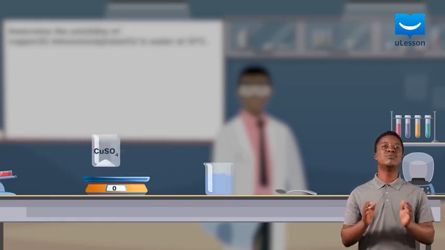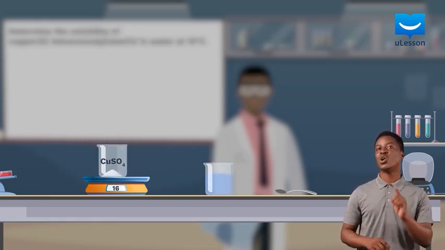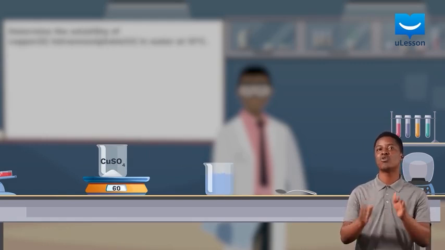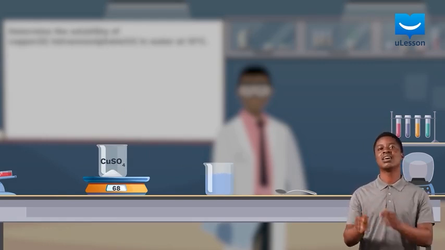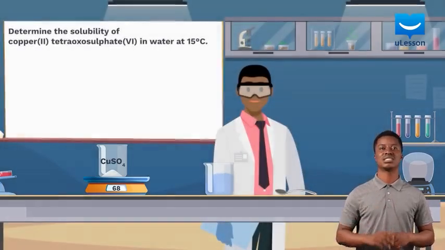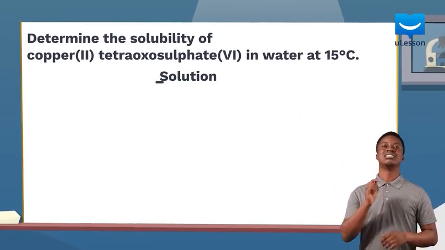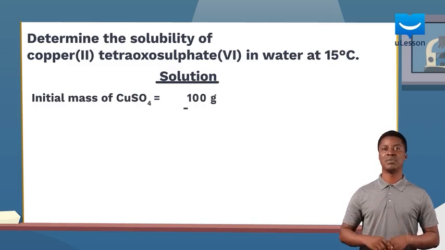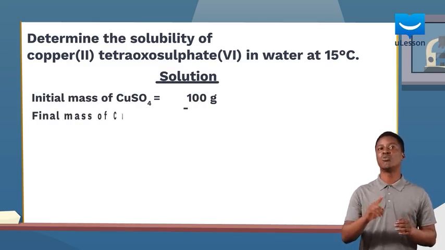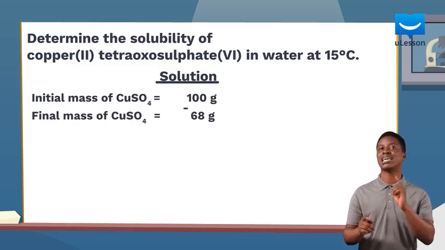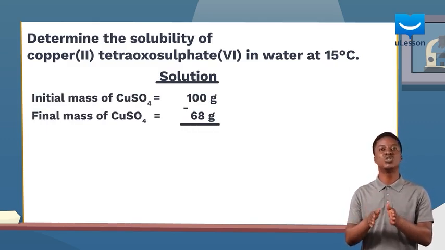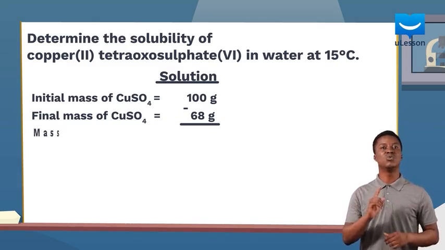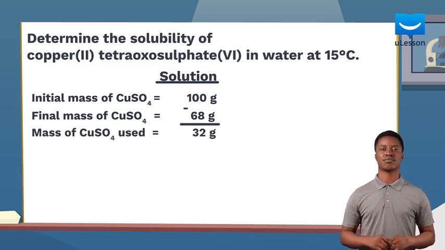Next, he weighs the beaker of salt remaining in order to determine the mass of copper 2 tetraoxosulfate 6 that was required to saturate the 100 milliliters of water. Now that he knows the mass of the salt remaining, he subtracts it from 100 grams of salt which he had initially. This gives him the mass of salt required to saturate 100 milliliters of water to be 32 grams.